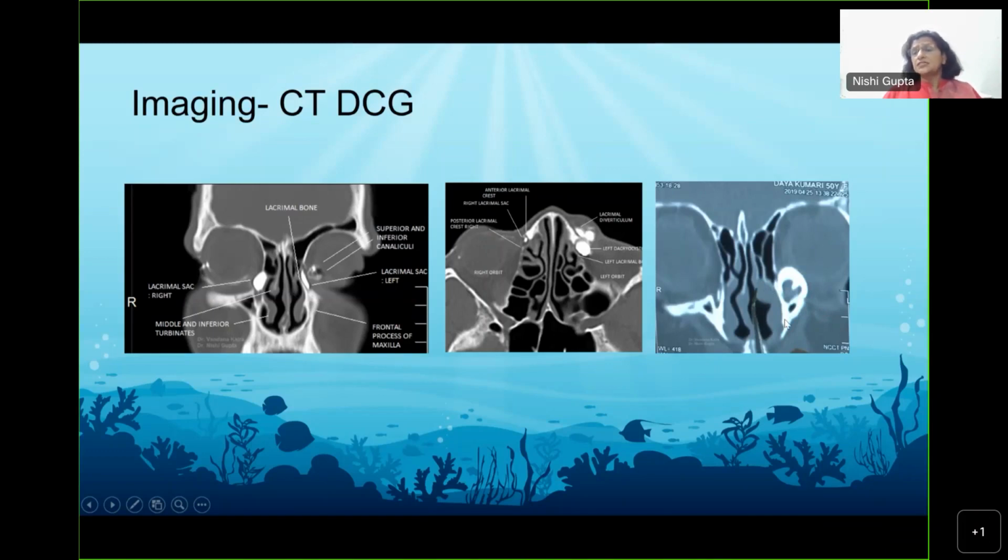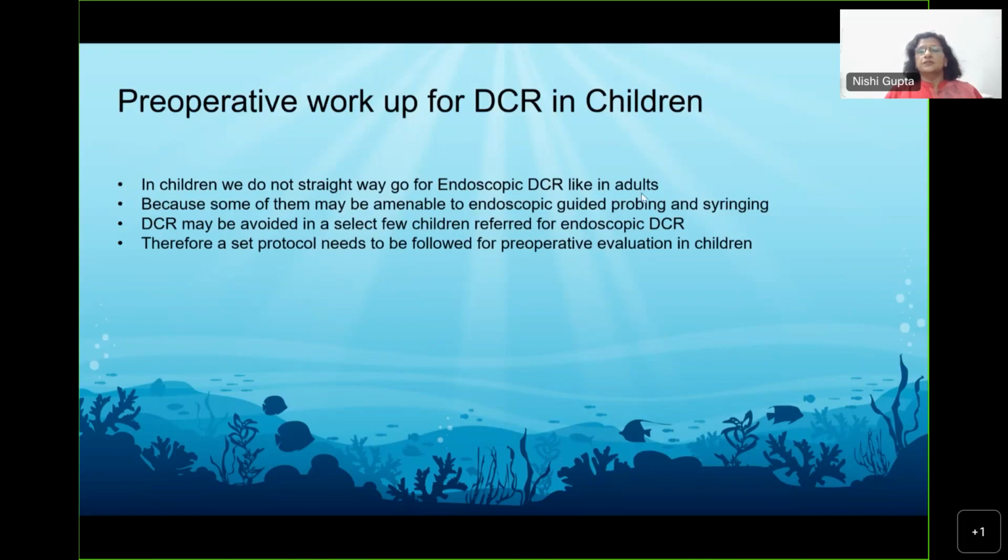So this patient suddenly came to us. We kept it for one of the courses and had not done the nasal endoscopy. And we just did CT-DCG and found on the table that he had a very thick uncinate process. So CT-DCG is very effective, especially in post-traumatic cases. We routinely do it in all the post-traumatic cases. Now, coming to the preoperative workup for DCR in children, as we all know that children will not allow probing and syringing. So how do we diagnose obstruction in them?